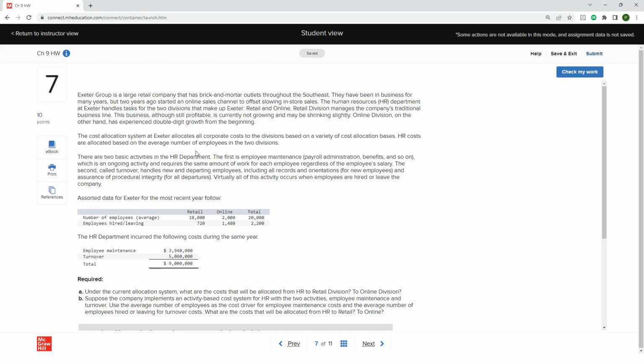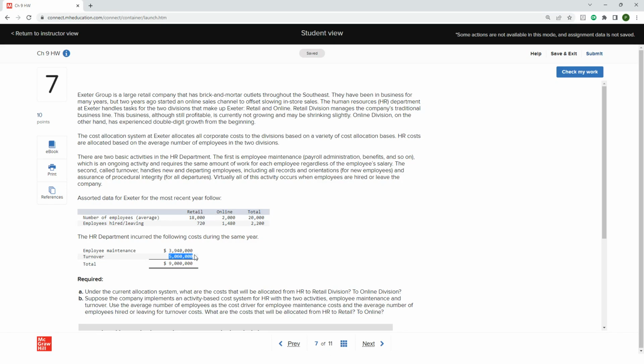The total cost for HR is $9 million. That $9 million is split into $3.9 million for employee maintenance. Employee maintenance is like payroll administration and benefits. And then $5,060,000 is from turnover costs. That's the cost of hiring and terminating employees. Those two costs total $9 million.